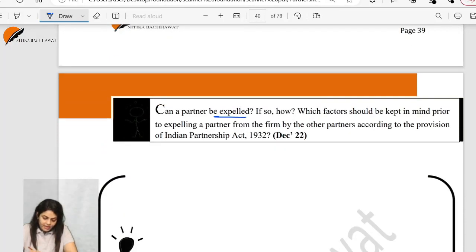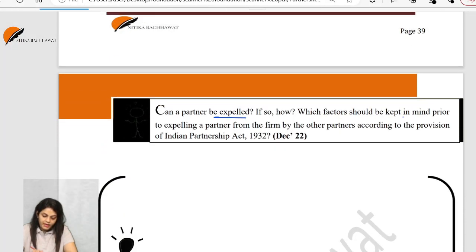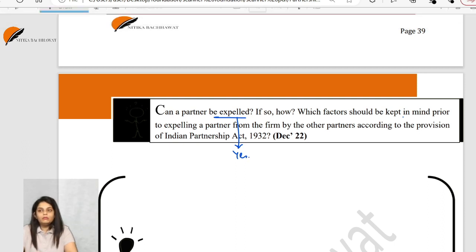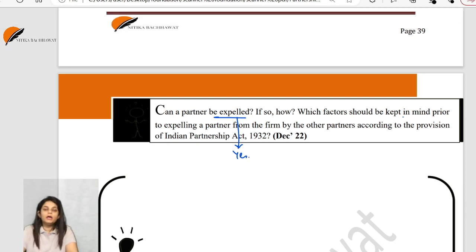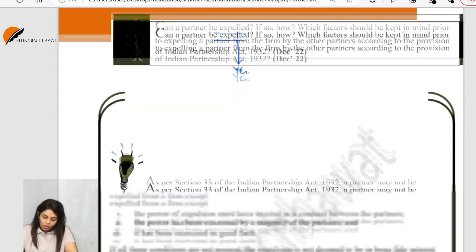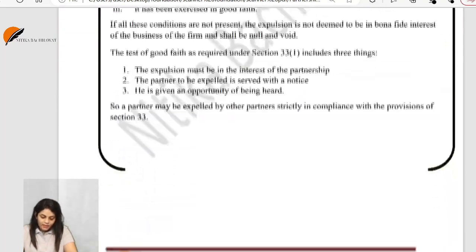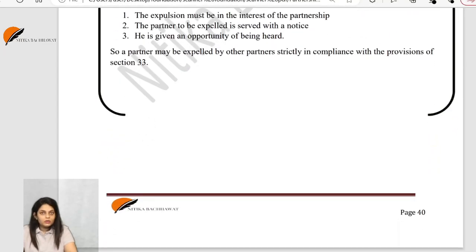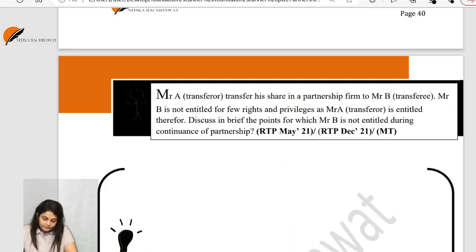Can a partner be expelled? If so, how? What factors should be kept in mind? Yes, a partner can be expelled. How? By consent of majority in express agreement and good faith. Expulsion is considered to be in good faith if it is in the interest of partnership. The partner to be expelled is served with a notice and is given an opportunity of being heard. When all of these factors are present, then we can say that the expulsion is valid. If it is not in good faith, expulsion is null and void.